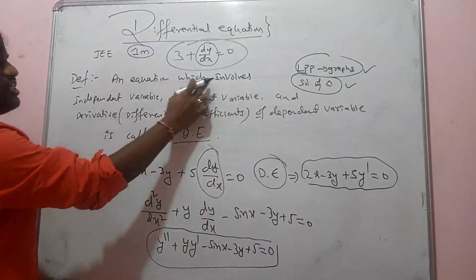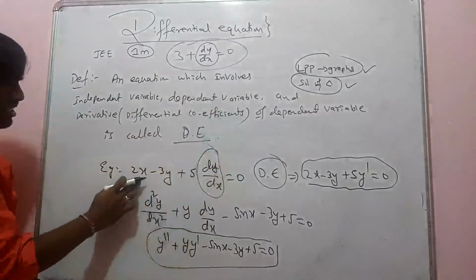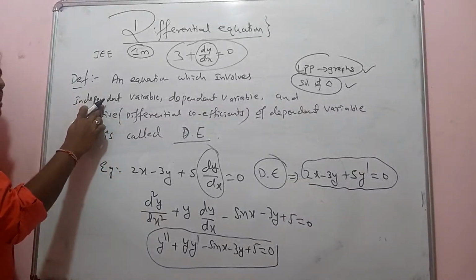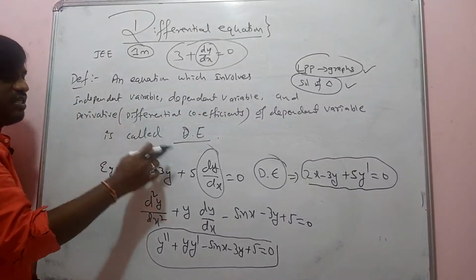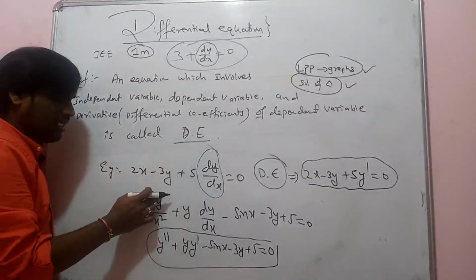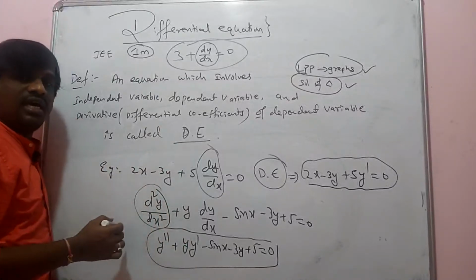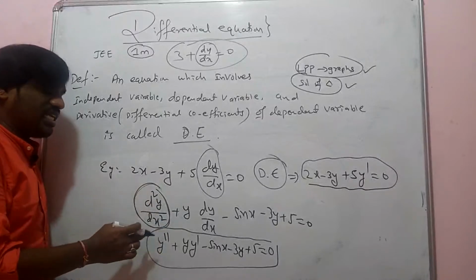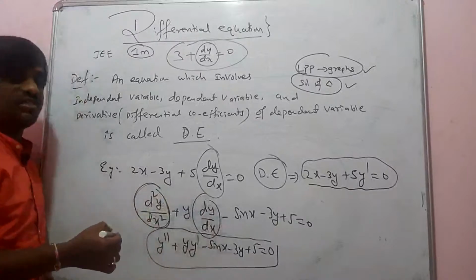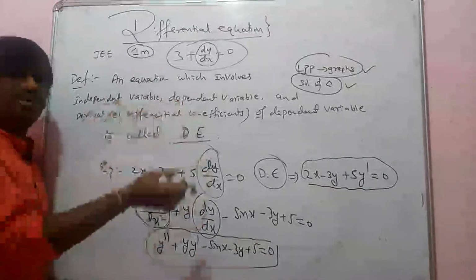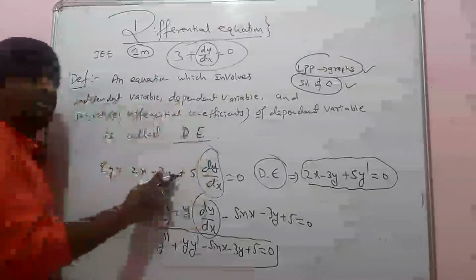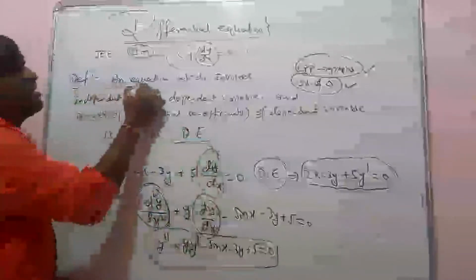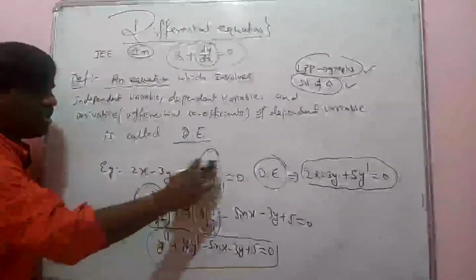Now listen to me. An equation which involves independent variables, dependent variables, and differential coefficients. Differential coefficient means dy by dx is a differential coefficient, and d2y by dx square is a differential coefficient. An equation which involves such things is called a differential equation. So d2y by dx square involves a differential coefficient. An equation consisting of independent and dependent variables with differential coefficients is called a differential equation.